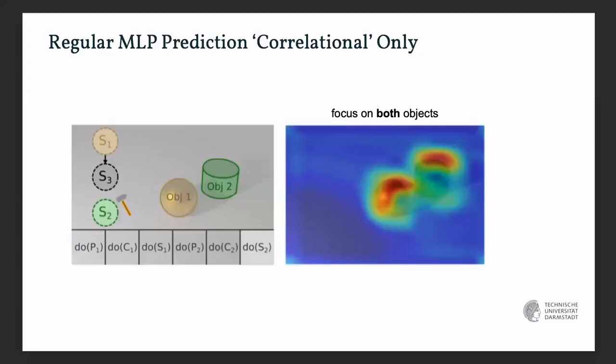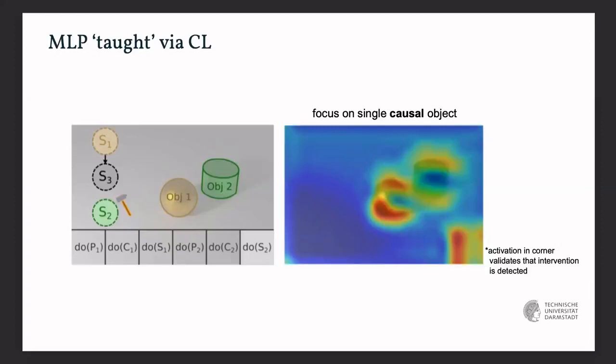But now if we use our causal loss, what you can see is that the focus shifts only to the single causal object, which is object one. Don't mind the thing in the corner. That's really just a validation of how our interventions are encoded. But what is really important is that object two, the cylindric green shape, is not having that much heat activation anymore. That suggests that this neural network has picked up on some of this causal information from this causal teacher, in a sense.